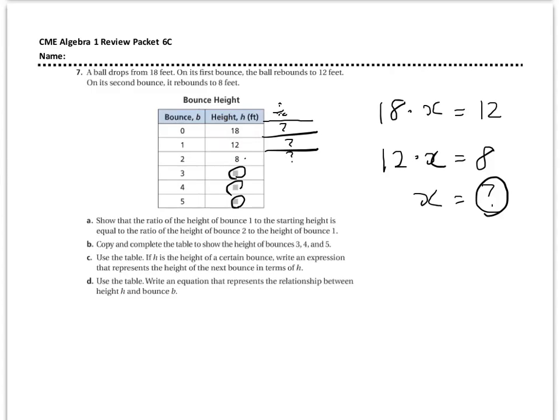D. Use the table to write an equation that represents the relationship between height and bounce, which is the one we talked about. So once you get C, D is really easy. And that's the end.